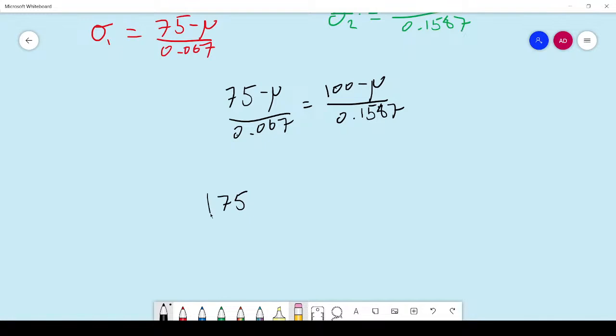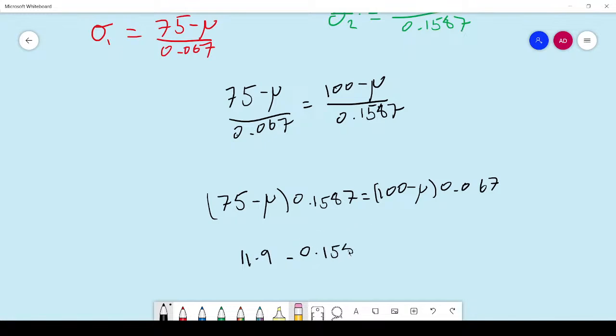So we should have 75 minus mu times this denominator, and then we'll times the other one as well. All I've done is times both sides by the denominators. And then we'll times that in. Using the calculator, 75 times this was 11.9 minus, oh actually, and then the other bit, 0.067 times 100, 6.7. Mu. It's about mu.